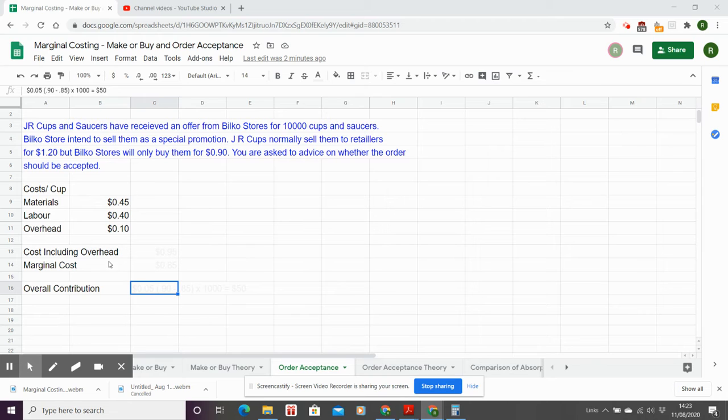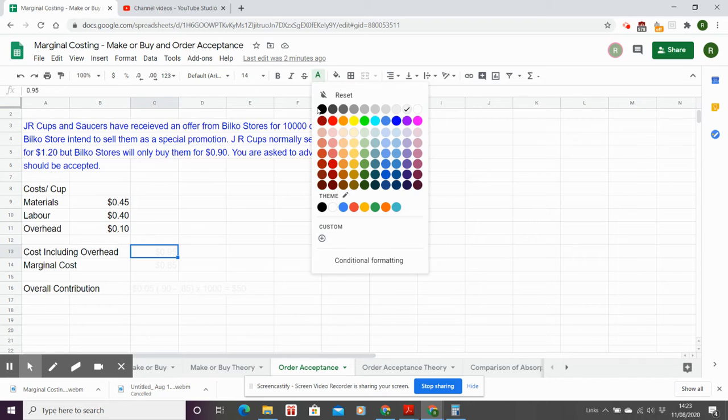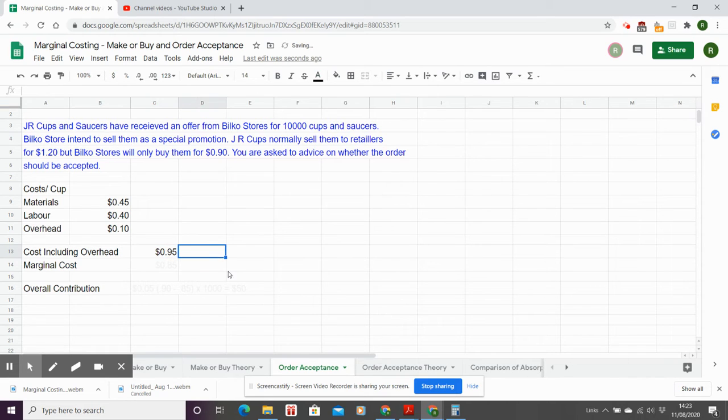So pretty straightforward. If we look at the total cost including the overhead, then normally they would say that the costs of each cup equate to 95 cents. However, what we would do if we're using marginal costing for making decisions like these, we would only consider the two marginal costs. So that's 85 cents. And the reason why we're going to do this is provided we've got capacity, what we can work out is how much better off the business would be.